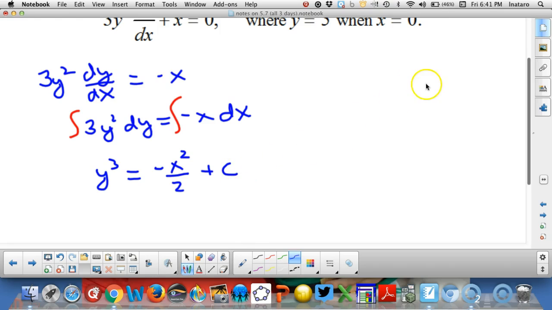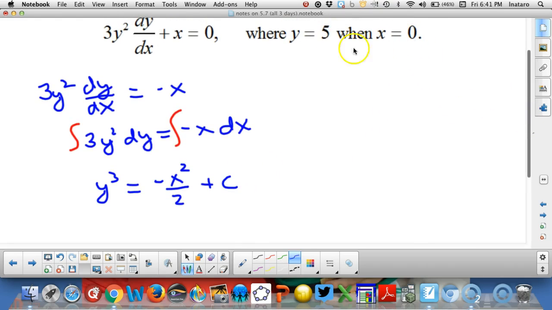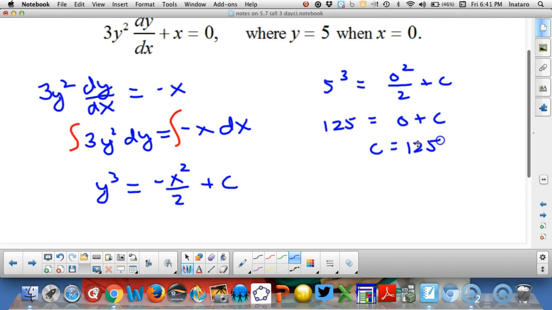So let's figure out the value of c by substituting 0 in place of x and 5 in place of y. I'll do that over here. We'd have 5 cubed equals, well, this would be 0 squared over 2 plus c. So we'd have 125 equals 0 plus c, which means that c is 125. So let's substitute that back in place of c. So we'd have y cubed equals negative x squared over 2 plus 125.